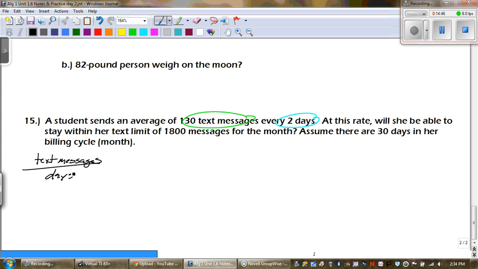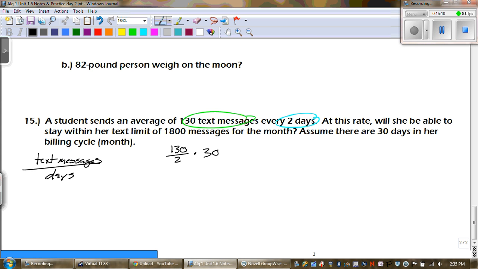Now, one person in class said, well, Mr. Grice, I can find how many text messages they sent per day. And that's just saying, I'll take 130, divide it by 2, and then I'll just times that by 30. And that's correct. You will get the correct answer that way.